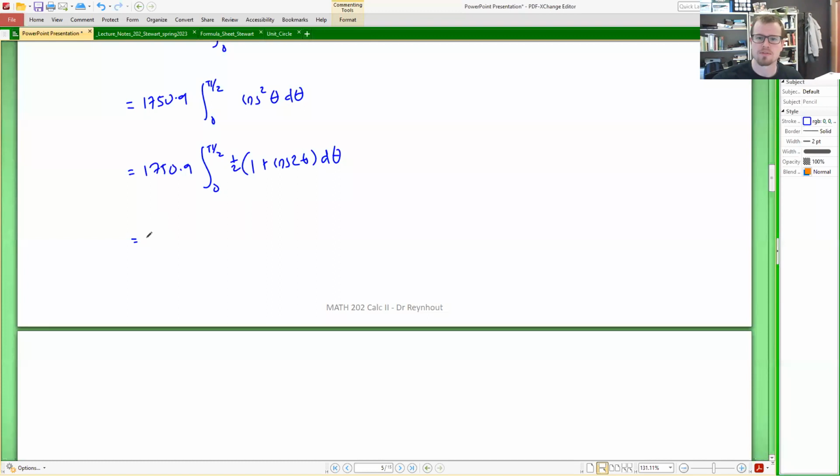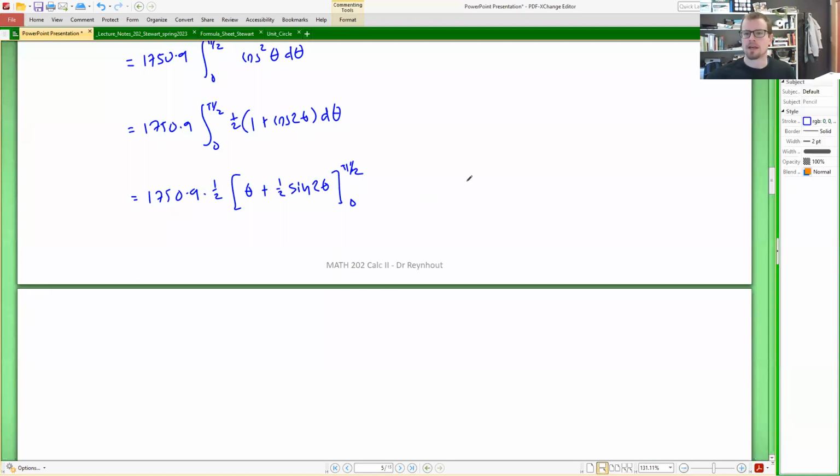So this is equal to 1,750 times 9, times 1/2. I can pull that 1/2 out. The integral of 1 would be theta, and the integral of cosine 2 theta would be 1/2 times the sine of 2 theta. And I'm evaluating from 0 to pi over 2.